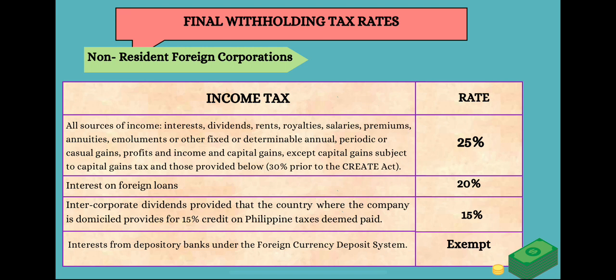Next, interest on foreign loans is subjected to a final withholding tax rate of 20%. Next is intercorporate dividends, provided that the country where the company is domiciled provides for a 15% credit on Philippine taxes being paid, subjected to a final withholding tax rate of 15%. Interest from depository banks under the foreign currency deposit system shall not be subjected to final withholding tax under non-resident foreign corporation.